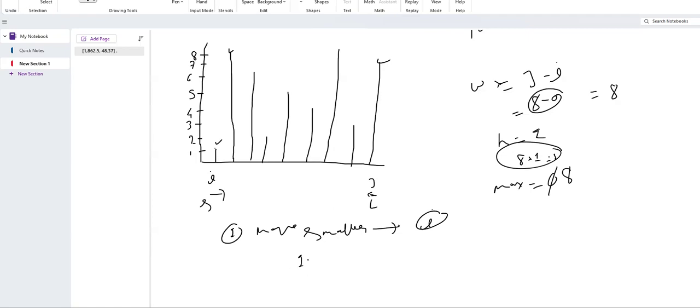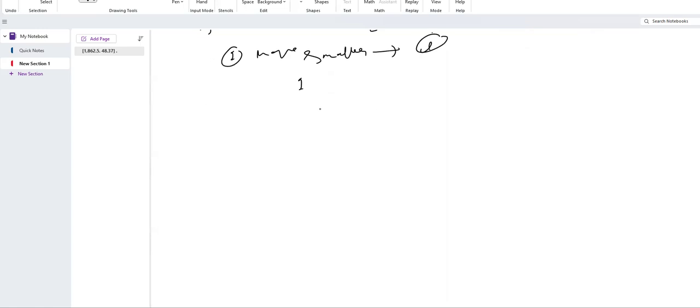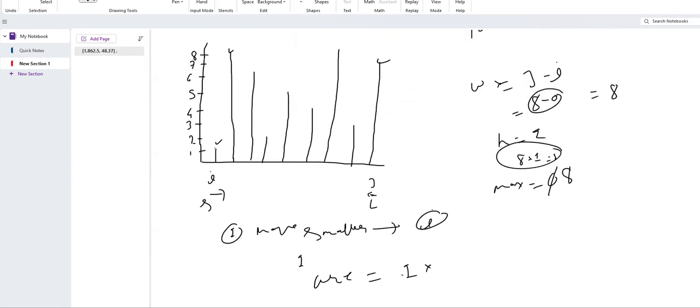So the current number of the smaller element is nothing but 1, right? And now the area which we got was what? 1. And how did we decide this one? Basically, to decide 1, we checked the minimum of the ith element, which is 1, and the minimum of the jth element, which was 8, right? So minimum of 1 comma 8 is going to return us 1.